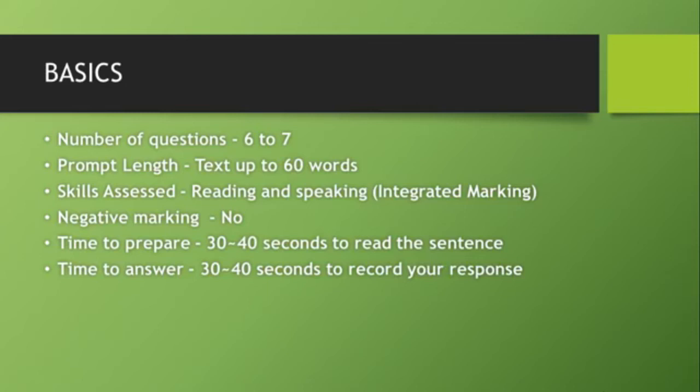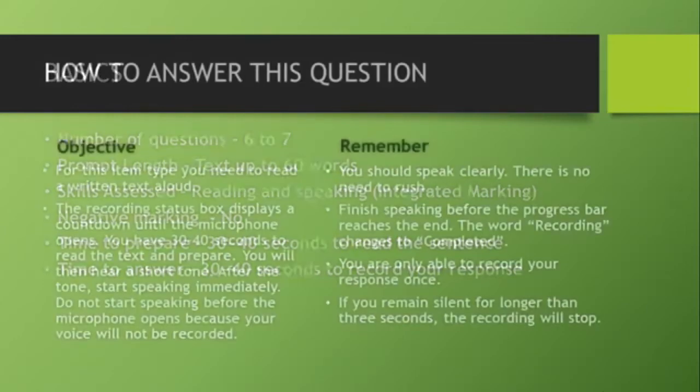So, about the basics of this question type, let me brief out very quickly. Number of question types are 6 to 7. Prompt length is up to 60 words. That means 60 words तक आ सकते हैं, उससे ज़्यादा नहीं आएंगे. 60 words के कम भी आ सकते हैं. Reading और speaking दोनों में आपको इसमें scores मिलते हैं. This is the reason that it is being under the category of integrated marking question type. No negative marking is there. Time to answer and prepare both are 30 to 40 seconds. So there we go towards another slide.